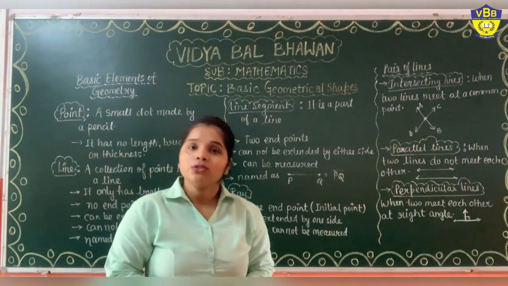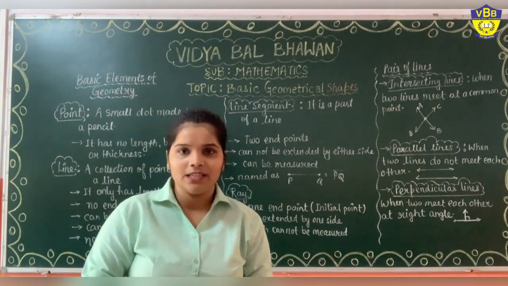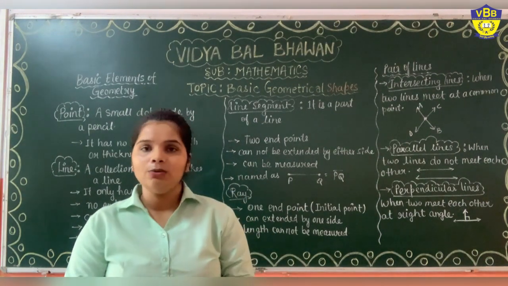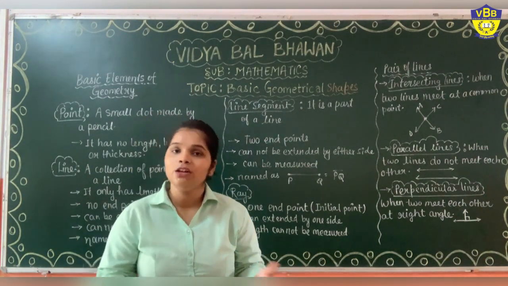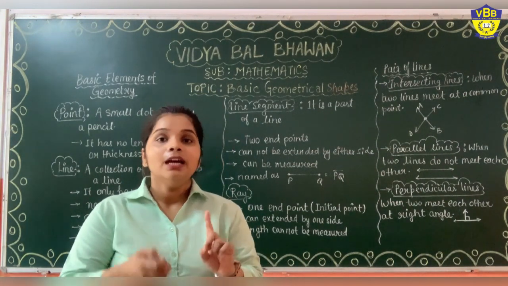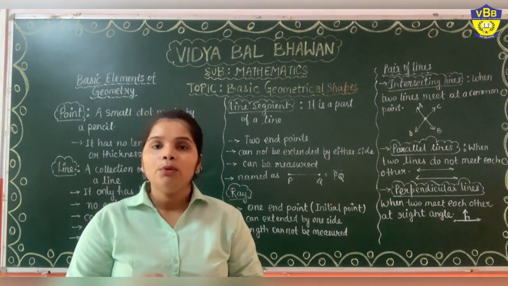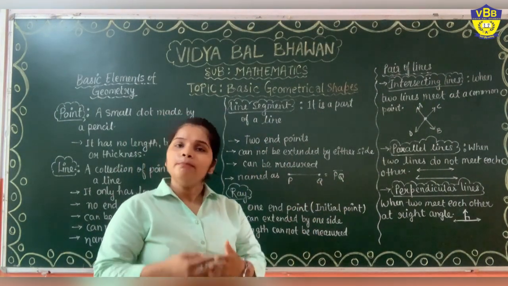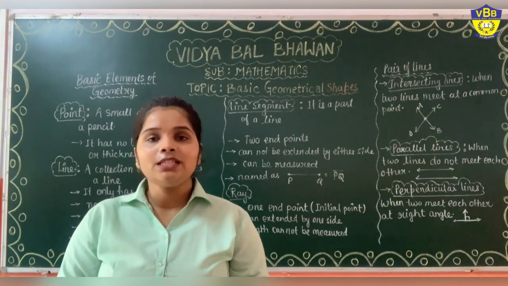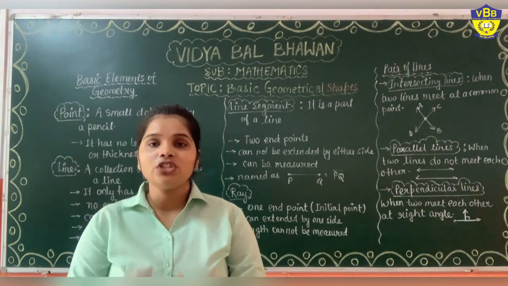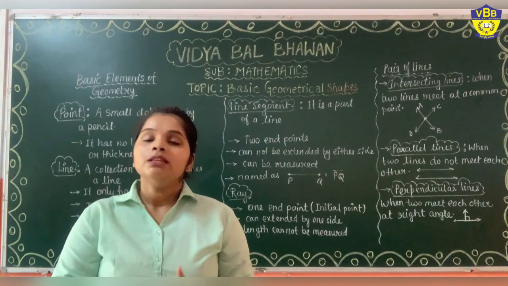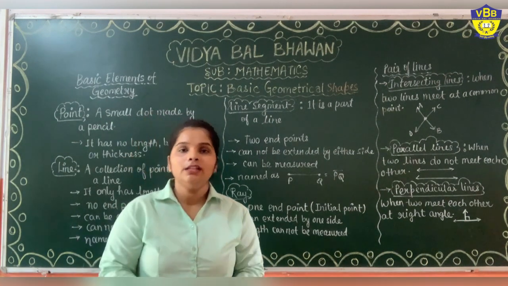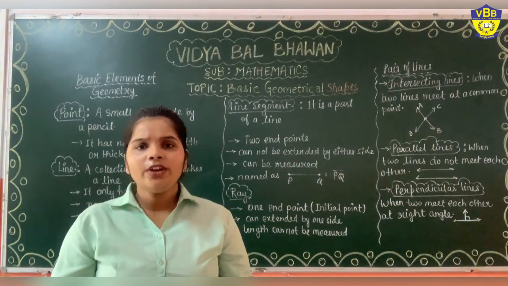So, what is geometry basically? If I talk about the things we see around us, a lot of things like table, chair, book, box, door, boards, all these things have different shapes like square, triangle, rectangle, quadrilateral, circle.